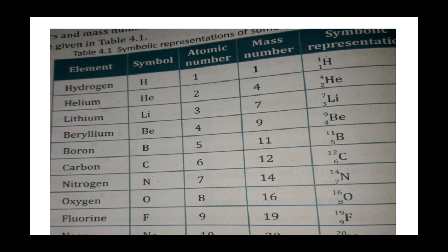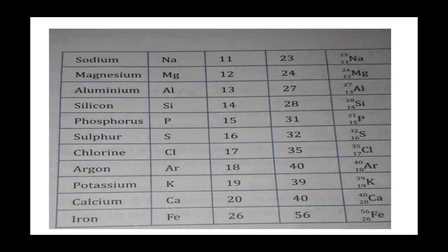As I have shown, you can see nitrogen, atomic number 7, mass number 14, and it is represented with subscript 7, which represents the atomic number, and superscript 14, which represents the mass number. I have given up to iron, with mass number 56 and atomic number 26. In the symbol of iron, 26 is written as a subscript and 56 as a superscript. So 26 is the atomic number and 56 is the mass number.